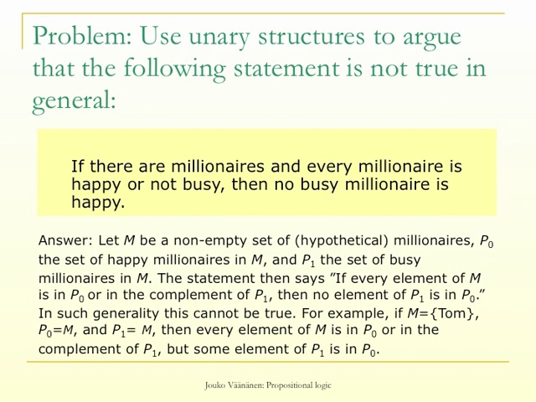For example, if M is a singleton set containing just one element, one person, Tom, P0 is M and P1 is also M. Then every element of M is in P0 or in the complement of P1. But some element of P1 is in P0.